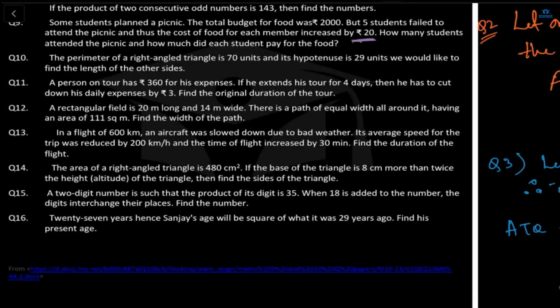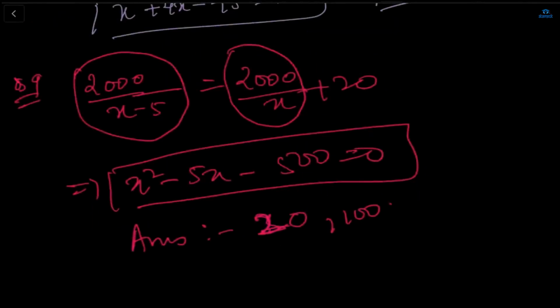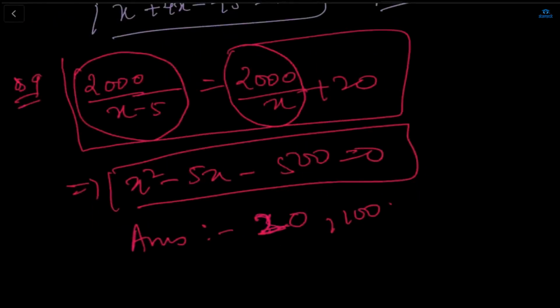How to solve the previous equation? Which one? The one I just told, question number 9. See, you have got this. How we got this, 2,000 by (x minus 5), is good. You just need to solve this further.